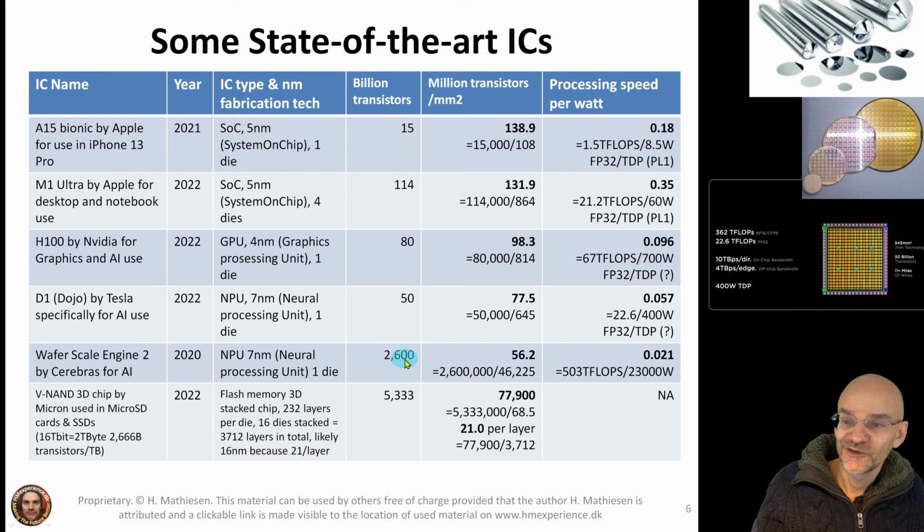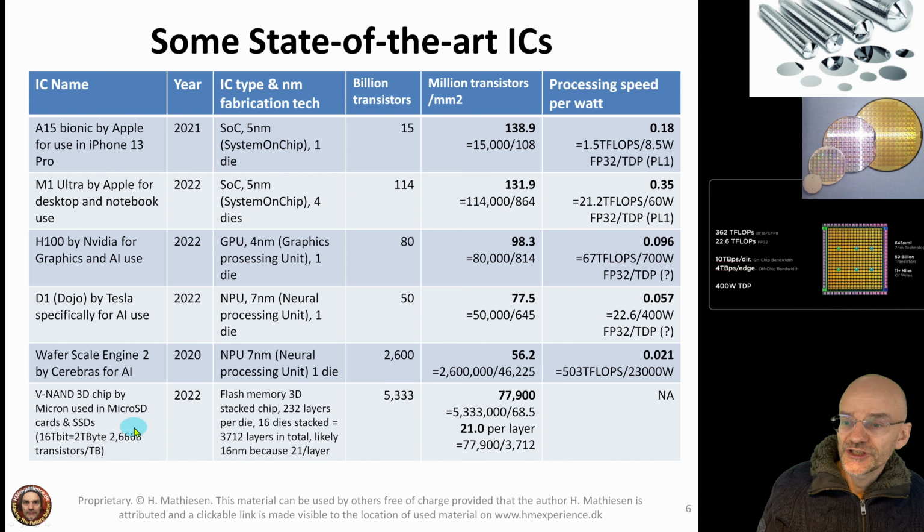So, every single study there is on Moore's law, they haven't considered that you could actually build a wafer scale chip like this. They have only considered these small chips that are used for processing of data. Okay, the last chip I want to talk about in this table is the VNAND 3D chip by Micron.